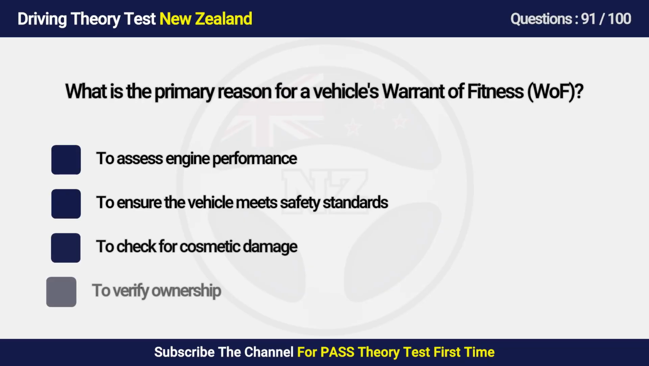Question 91. What is the primary reason for a vehicle's warrant of fitness? A. To assess engine performance. B. To ensure the vehicle meets safety standards. C. To check for cosmetic damage. D. To verify ownership.